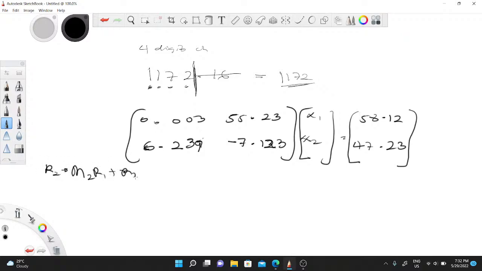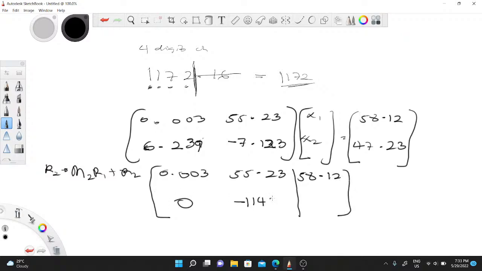So m21 r1 plus r2. So we'll just shortcut ourselves and write what we got for the upper triangular here. So we got 0.05, 55.23, 58.12, 0, -114.9, -108. So for this one, you get actual values, but you would have to chop them, right? So after this form, you get some values and then you count from the most significant, and when you reach where you are told to chop off, you just ignore everything that is behind it.